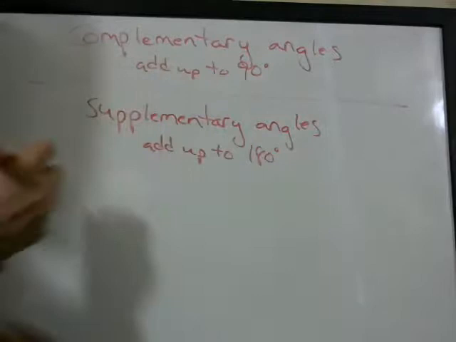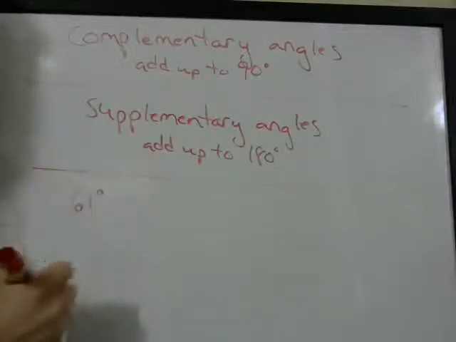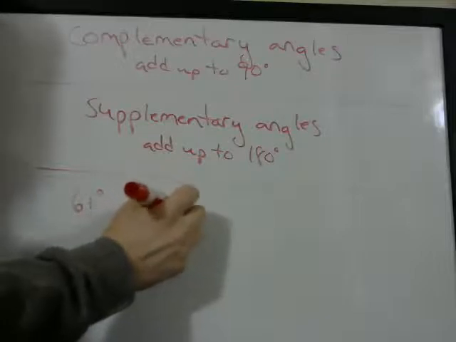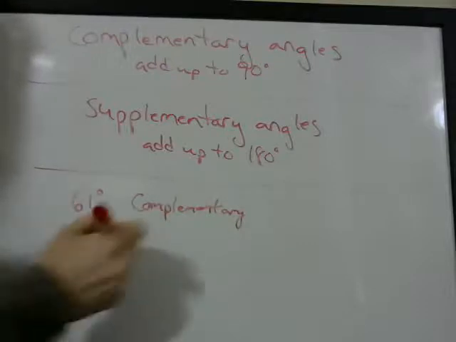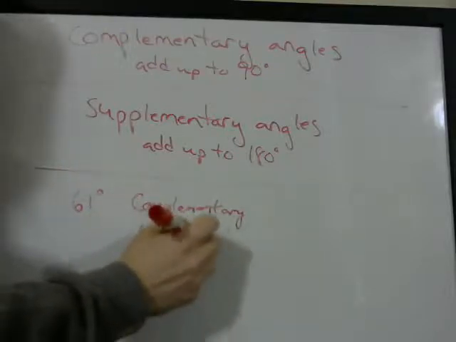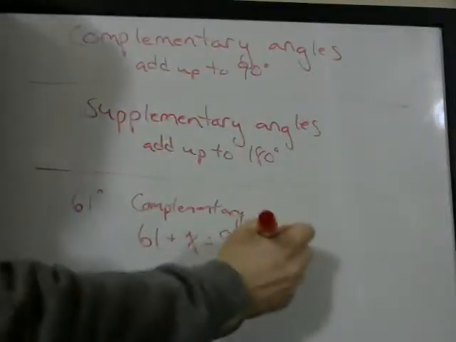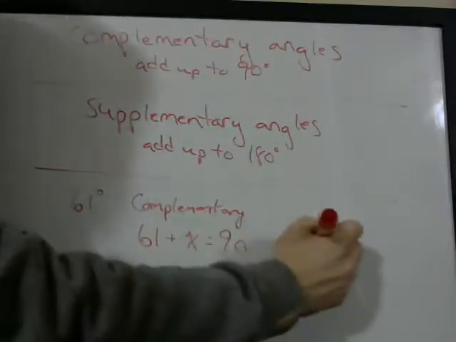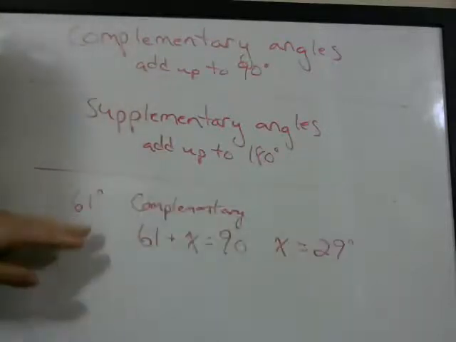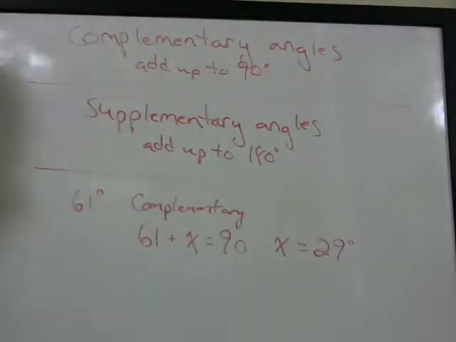So let's do two more examples. So you have an angle that's 61 degrees. What is the complement of it? Or what's the complementary angle? To figure that out, 61 plus what equals 90. Remember, complementary, they add up to 90. And you just solve it like an algebra problem. X equals, what's 90 minus 61? 29. So the complementary angle to 61 degrees is 29 degrees.